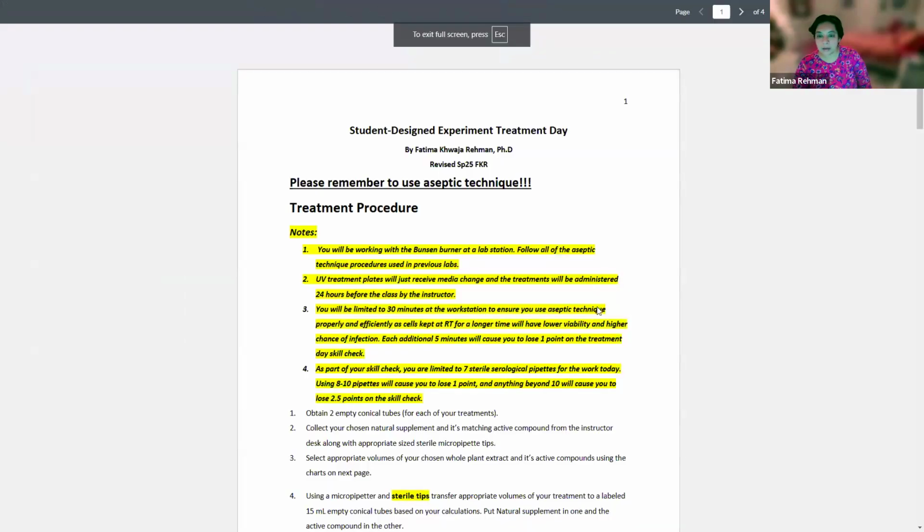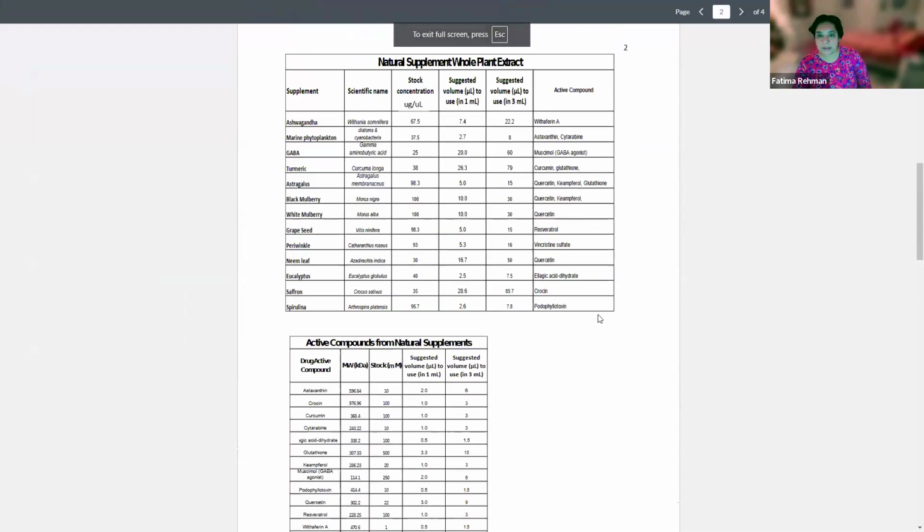And in here, you will find these concentrations. So this is where you get the stock concentration of your drug. And you also get how much of this drug you're adding in. Guess what? I already tell you how much you need to add in 3 ml of media.